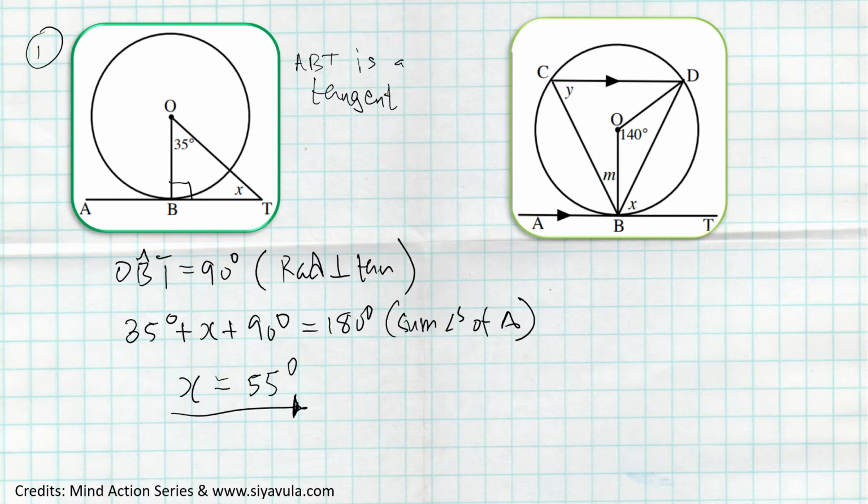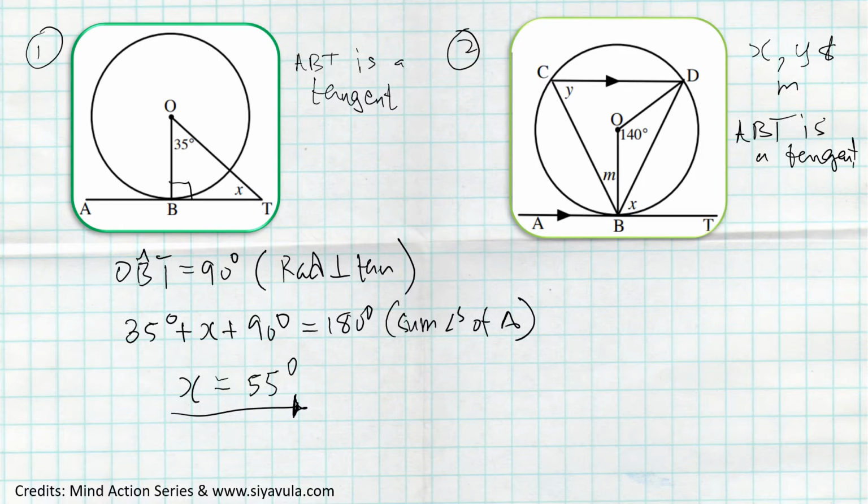Okay, let's take a look at diagram number 2. In diagram number 2, they want you to solve for x, y, and m. We have to solve for x, y, and m. So they told us that ABT is a tangent. So this will be your given information in your statement.